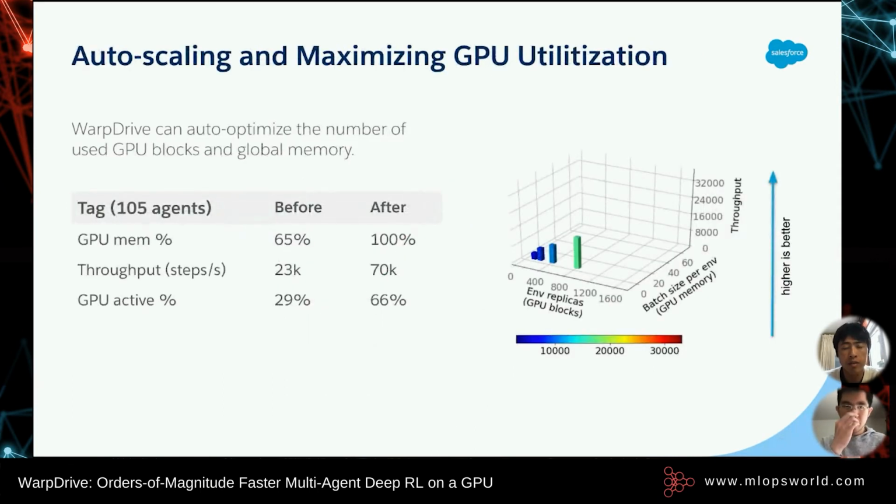So recently, we also have several new exciting updates following the first version of WarpDrive. The first interesting tool is so-called auto-scaling, because we noticed that for users, how to optimize the GPU hyperparameters, like how many threads, how many GPU devices, and how many running instances those GPUs can support, is usually very hard to understand, especially in the very beginning. So WarpDrive can now auto-optimize those numbers. For example, compared with the default setting, with this optimizer we can reach 100% GPU memory and almost three times the GPU active time. And the throughput is also three times.